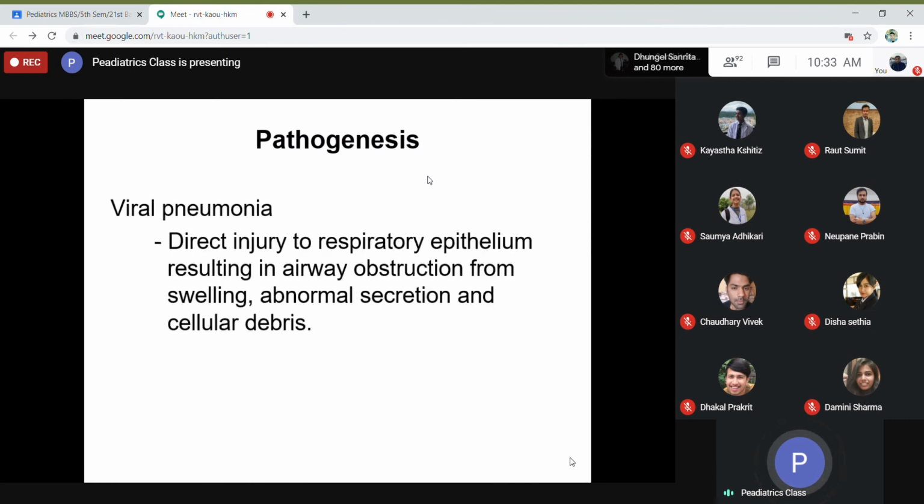What is the pathogenesis of pneumonia? In viral pneumonia, there will be direct injury to the respiratory epithelium, resulting in airway obstruction from the swelling due to abnormal secretion and deposition of the cellular debris. So, in viral pneumonia, direct injury to the respiratory epithelium results in airway obstruction. Airway obstruction occurs due to swelling, due to edema, abnormal secretions, and deposition of the cellular debris.